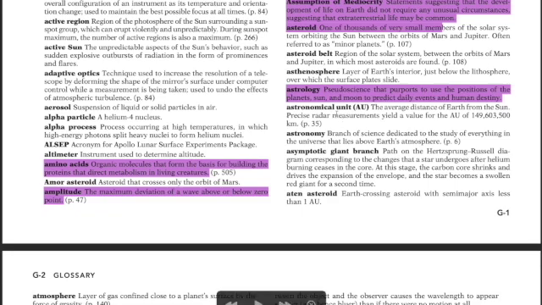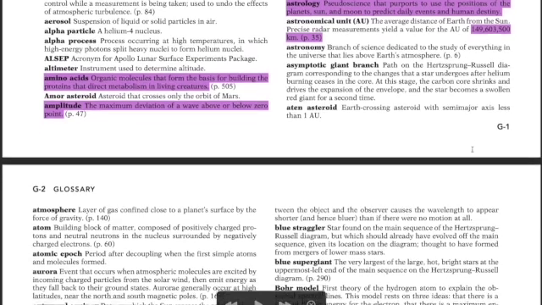Next is astronomical unit: as I suggested before, the average distance of the Earth from the Sun. So the astronomical unit is the distance between Earth and Sun. The distance between Earth and Sun is equal to 1 astronomical unit. So this is the value of an astronomical unit, quite a huge value.